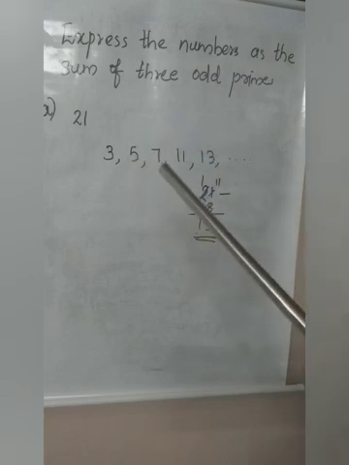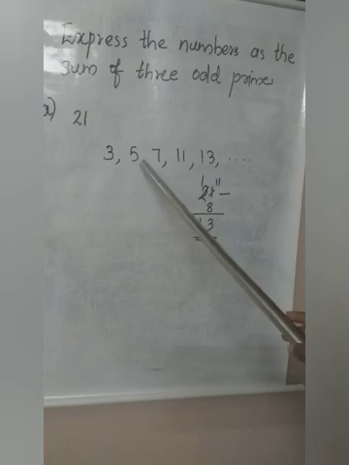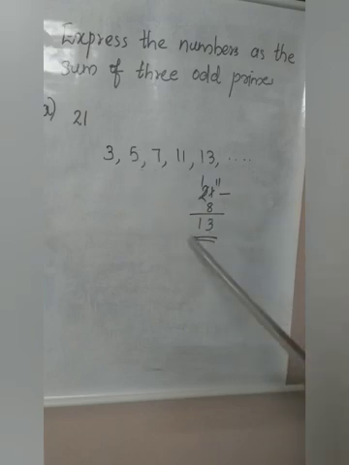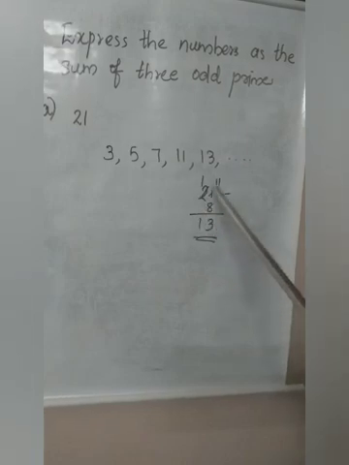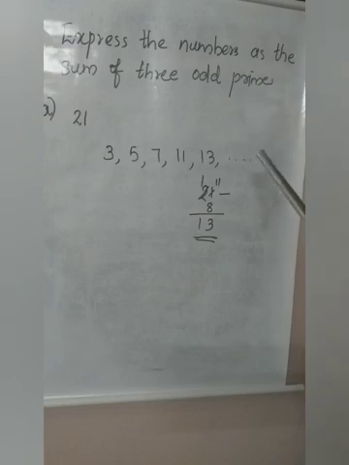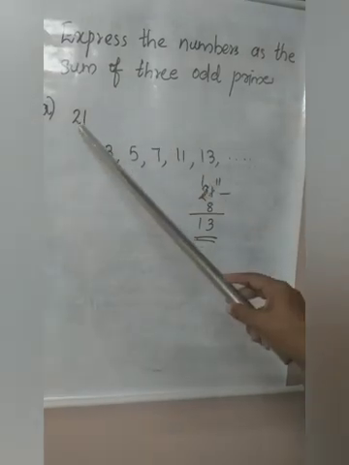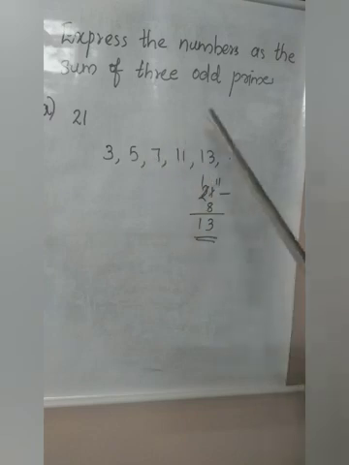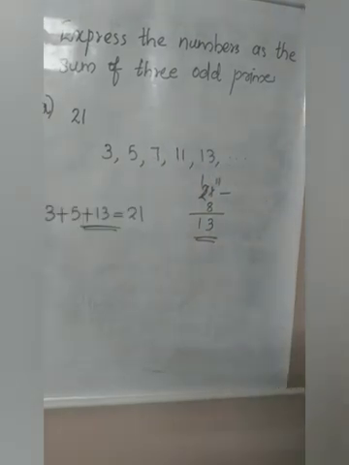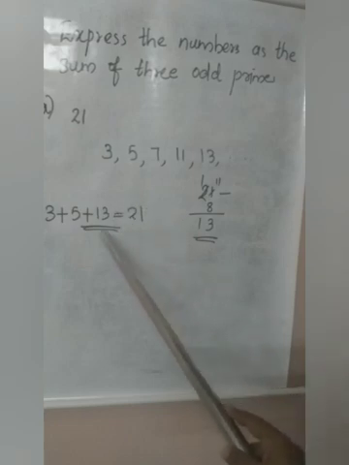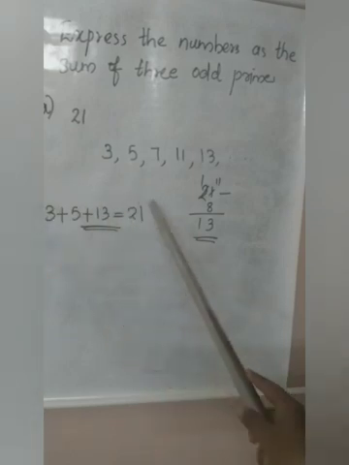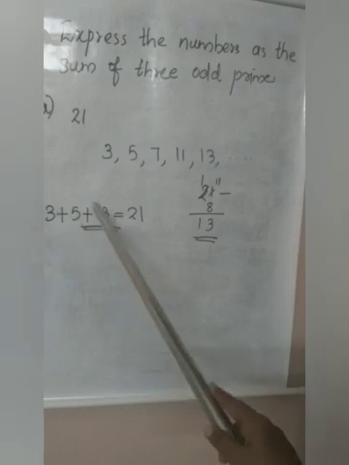So I first added 3 and 5. So I got 8. Now, what is the next number I have to check? So when I subtracted, what did I get? 13. And that 13 is an odd prime number. So which three numbers add up to 21? 3, 5 and 13. That is, we expressed 21 as the sum of 3 odd prime numbers. What are they? 3, 5 and 13.